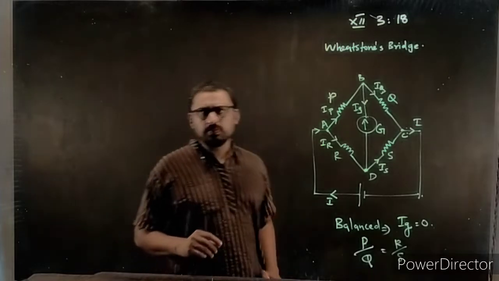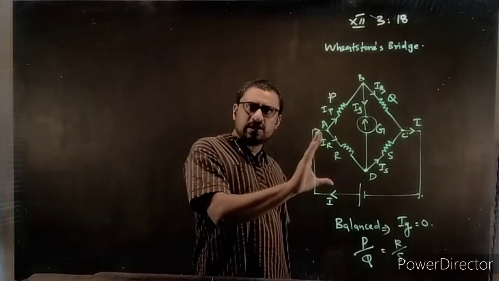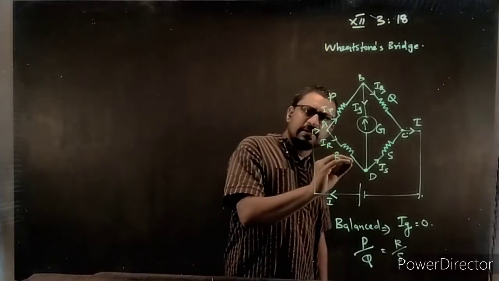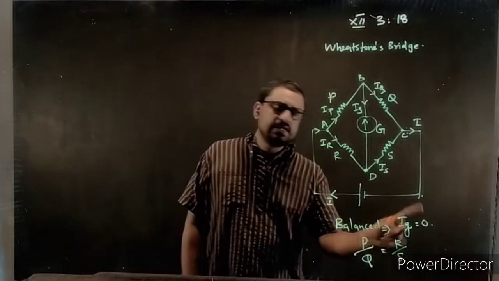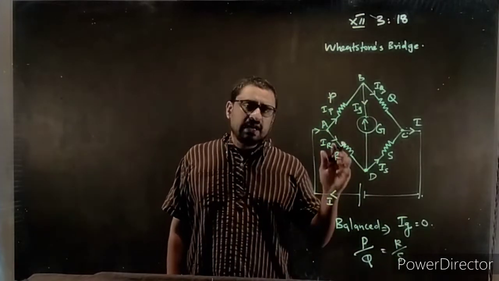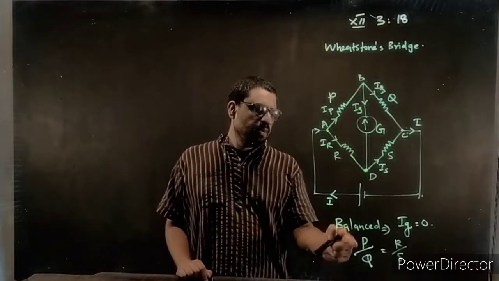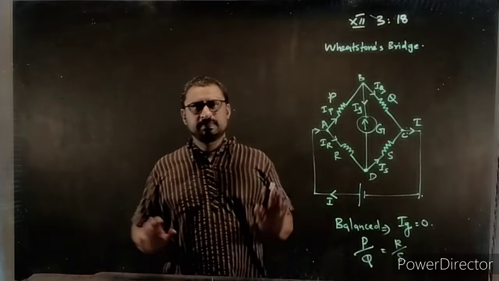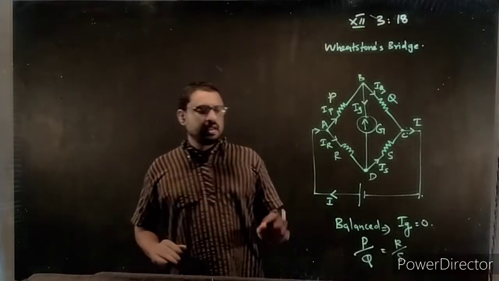I will explain once more. This kind of connection is known as a Wheatstone's bridge, and it is said to be balanced if there is no current flowing through the galvanometer, or Ig is equal to 0. And for Ig to be 0, we need the requirement that P by Q equal to R by S. This is actually the condition for balancing.